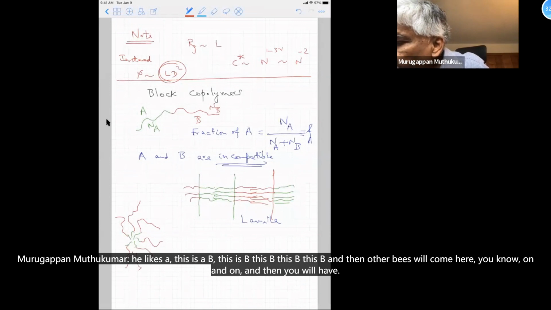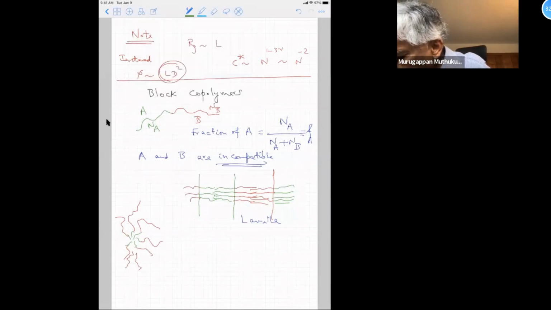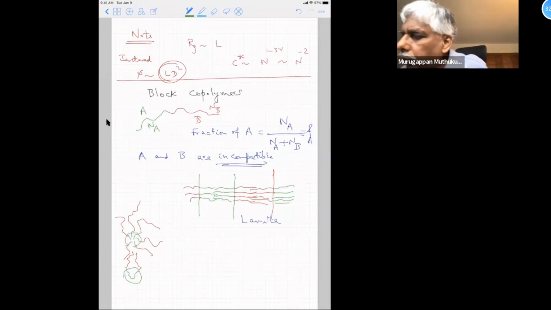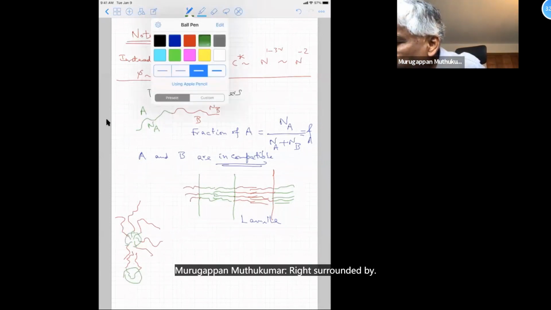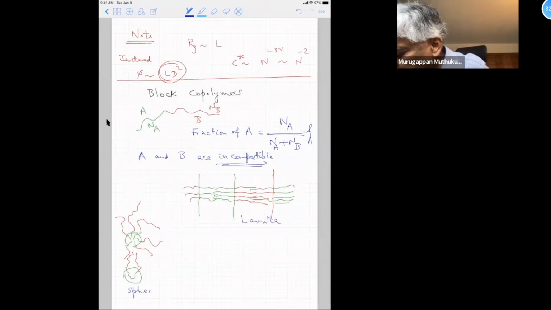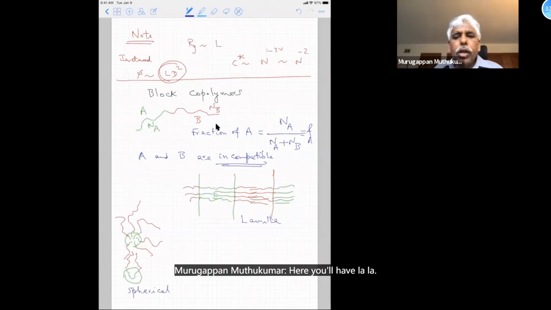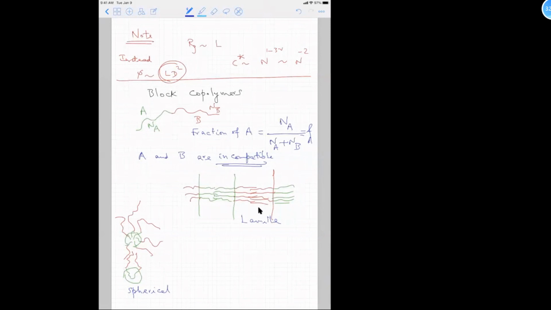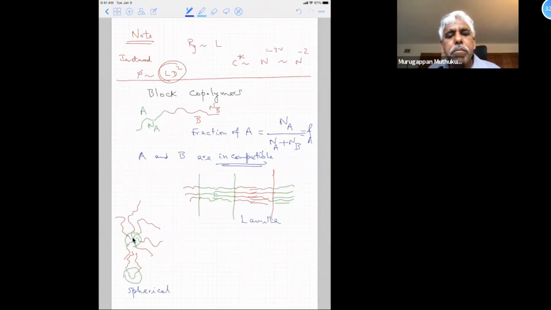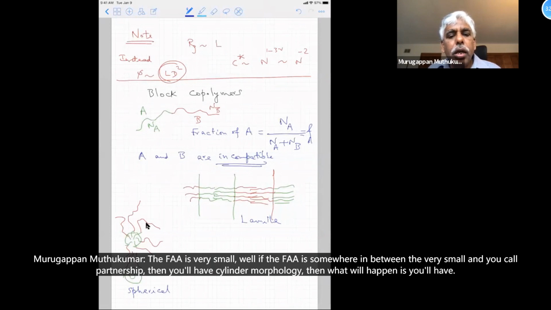And then you'll have something like this. So you'll have spheres surrounded by B, spherical morphology. Here you'll have lamellae, and here you'll have spherical morphology if it's a minority, if FA is very small. But if FA is somewhere in between, between very small and equal partnership, then you'll have cylinder morphology.